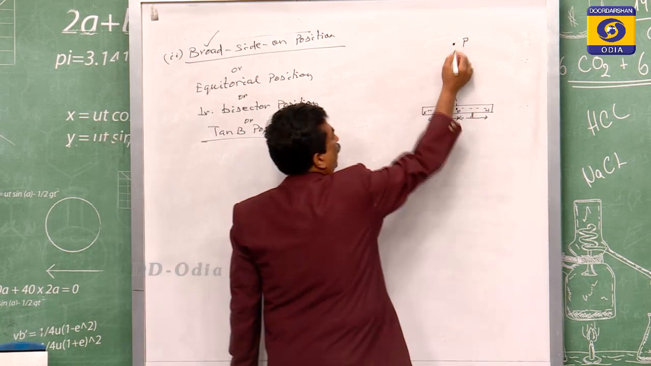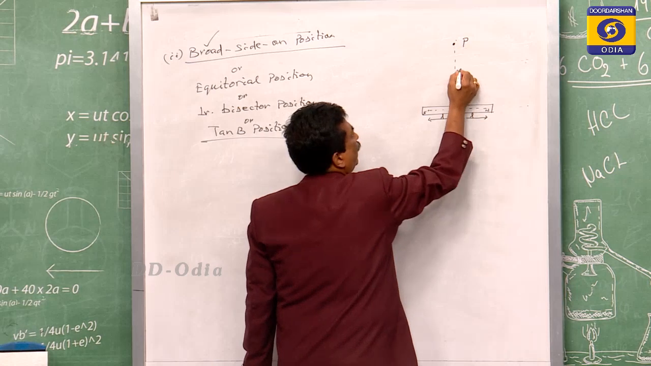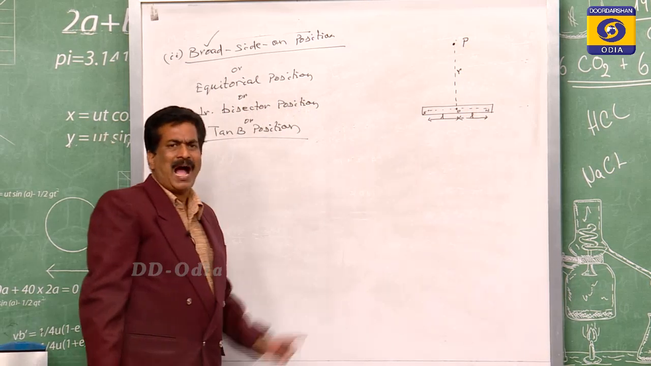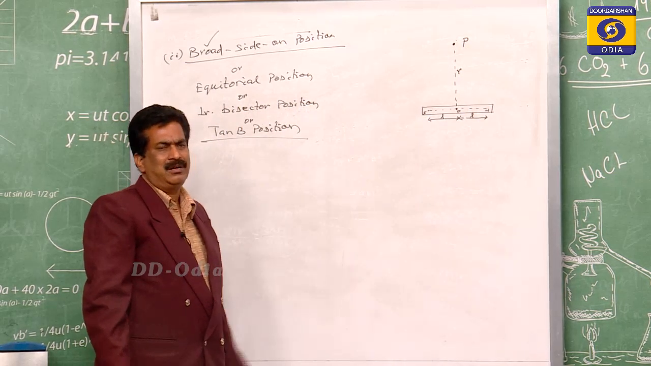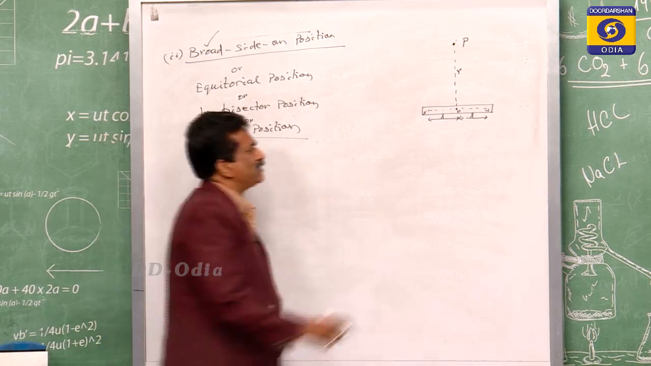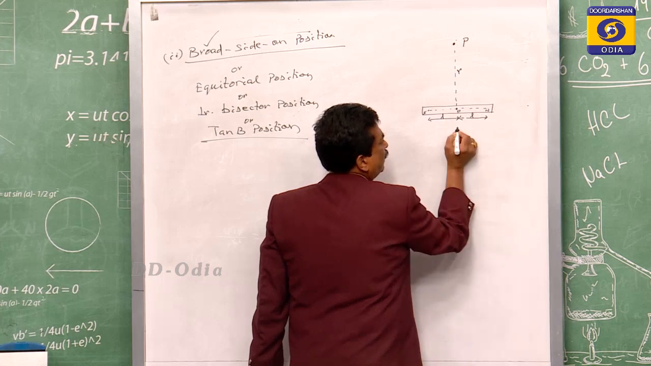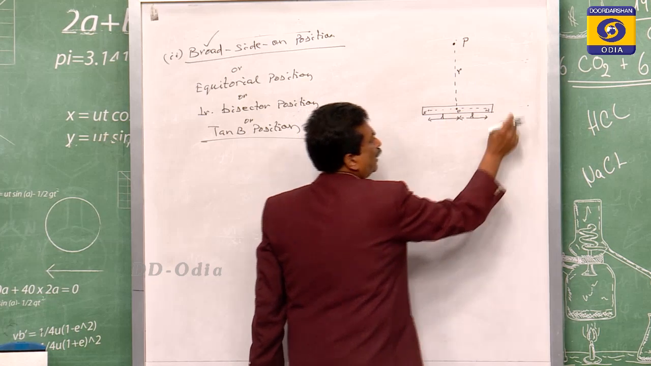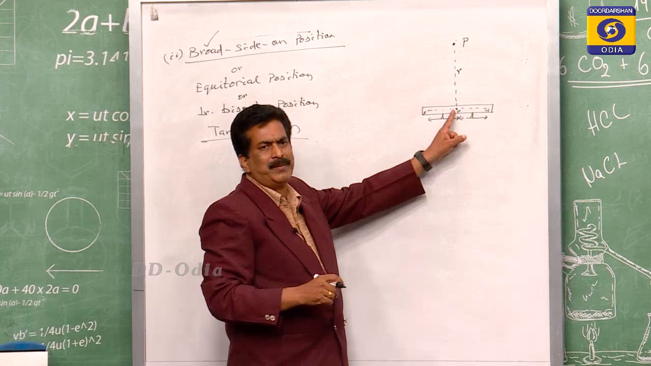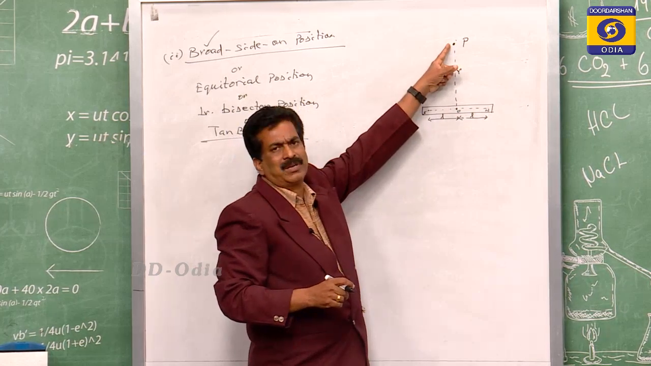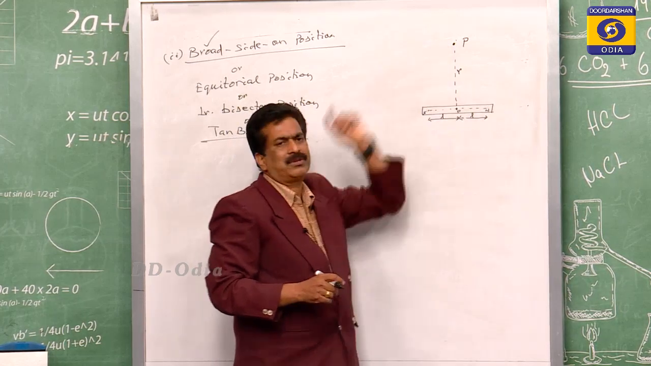Now from O to the point P, let that distance be R, as we took in the end on position, the distance is R. Just look. This is O. If the end on position is this, from this to this we took as R. So, this is the midpoint and this is the point of consideration. This distance will be R.